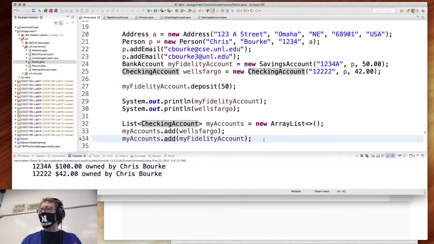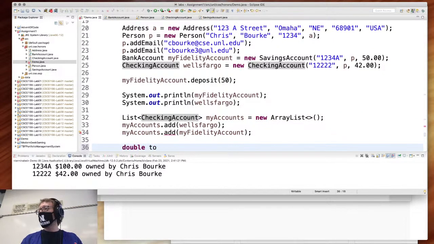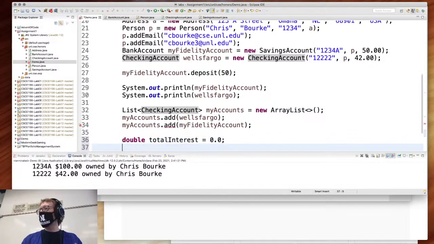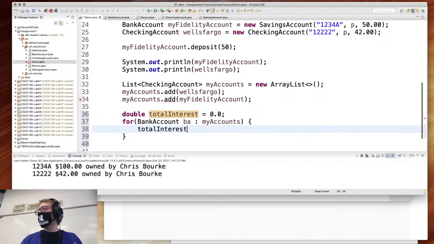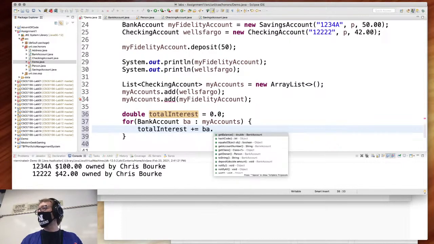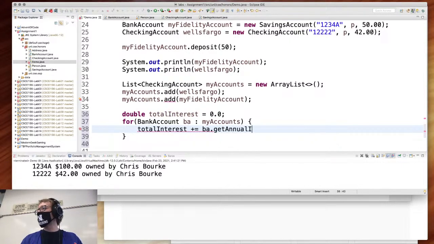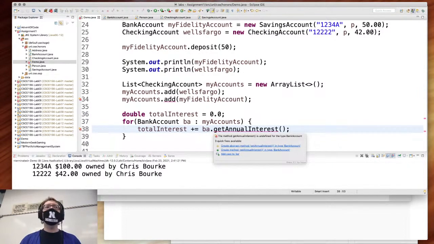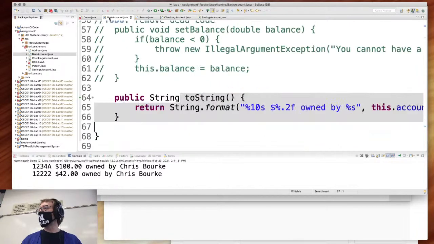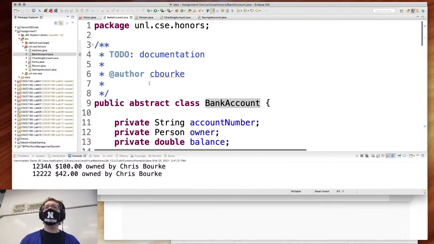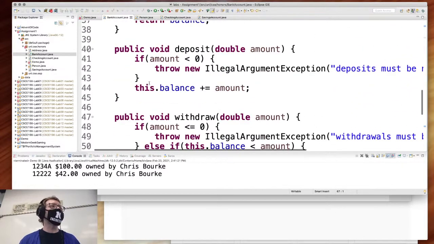Right? I want to do something like this. Total interest is equal to 0.0, for BankAccount ba in myAccounts. I want to sum up the total interest: plus equals ba.getAnnualInterest. Oh, wait a second. What's wrong with that? There's no getAnnualInterest in BankAccount. Is there? You see it anywhere here? Well, I kind of scrolled fast, but I guarantee you there's nothing like that in here.